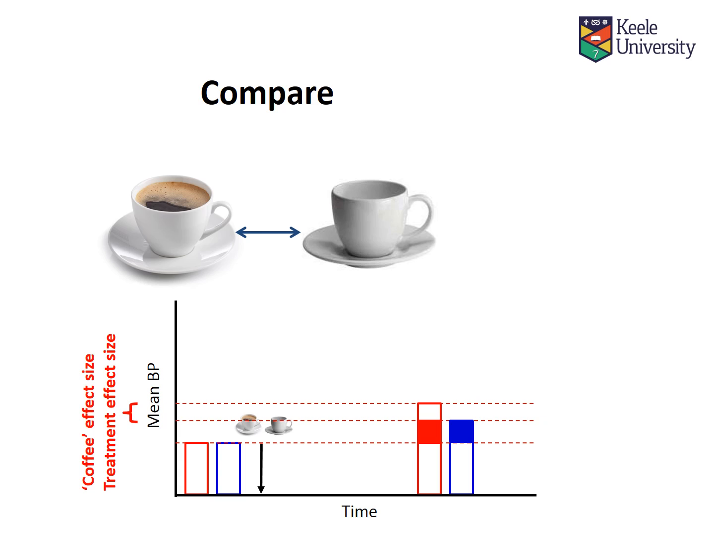And I can say, well, the rise in this group was because of coffee. So coffee can lead to a rise in blood pressure by this much. So this is the treatment effect size, or the size of the treatment effect. Not only that coffee led to increased blood pressure, but by how much? By this much.